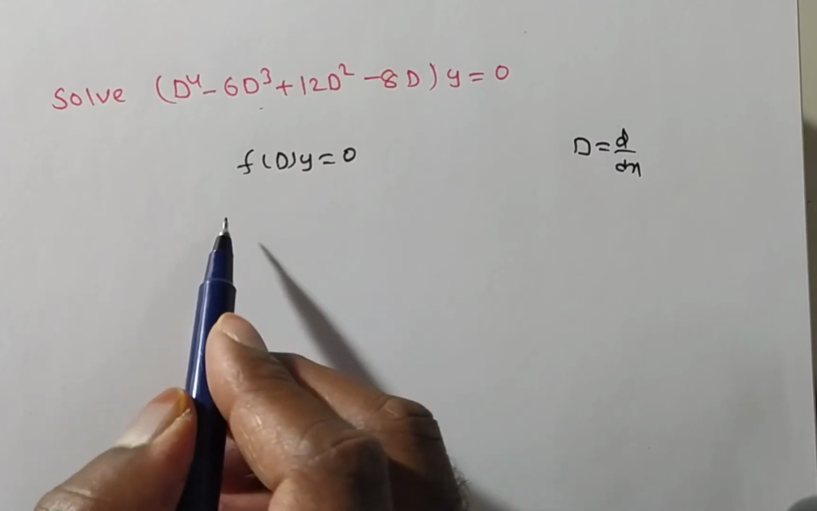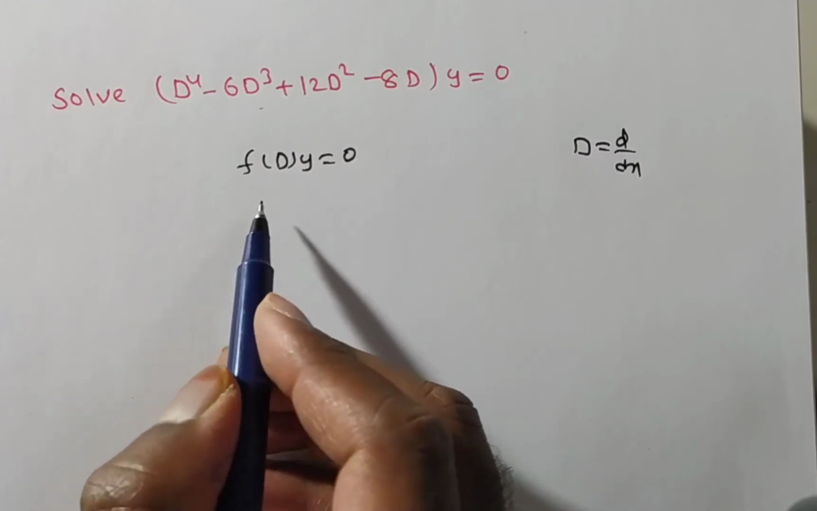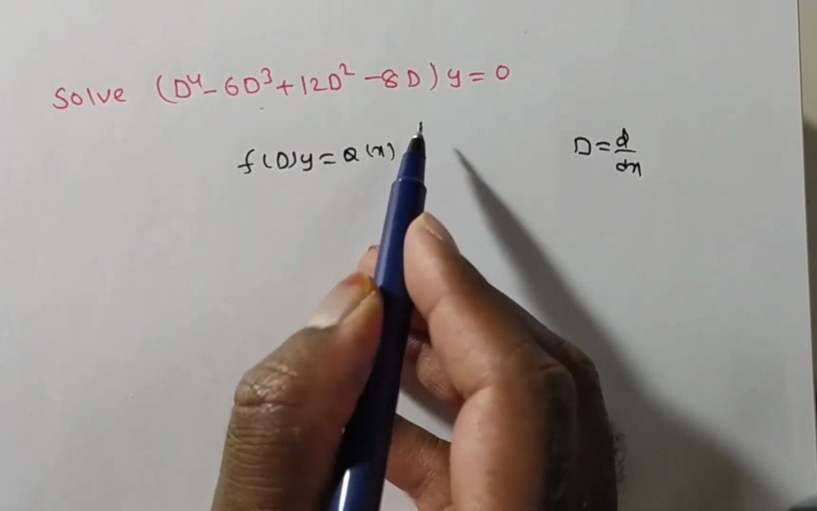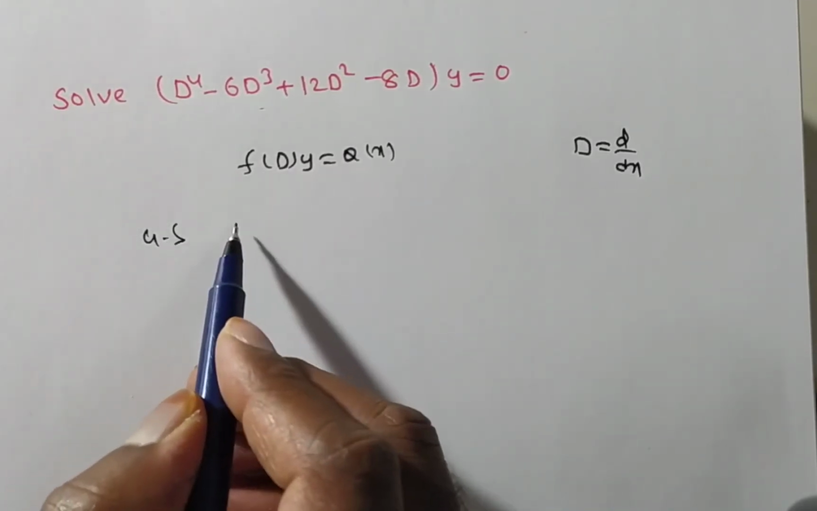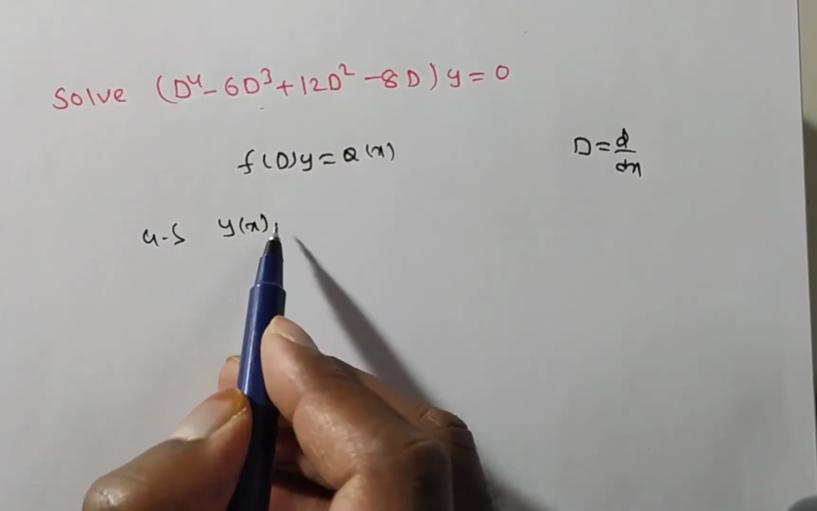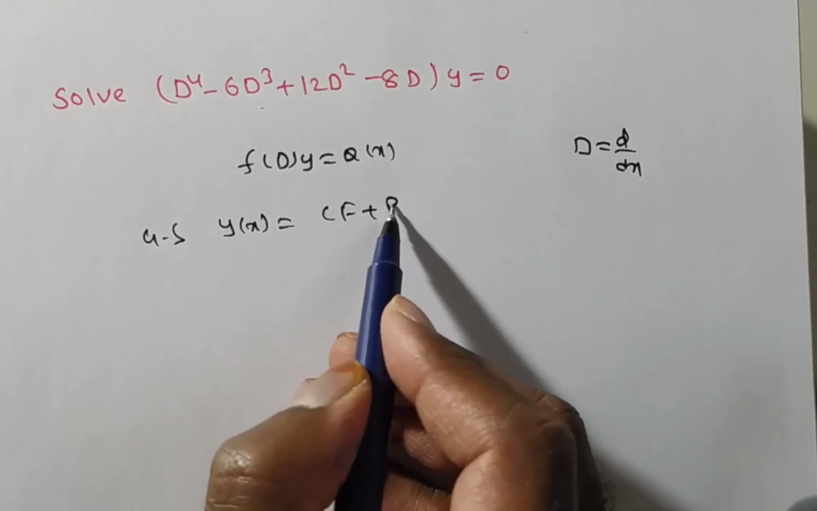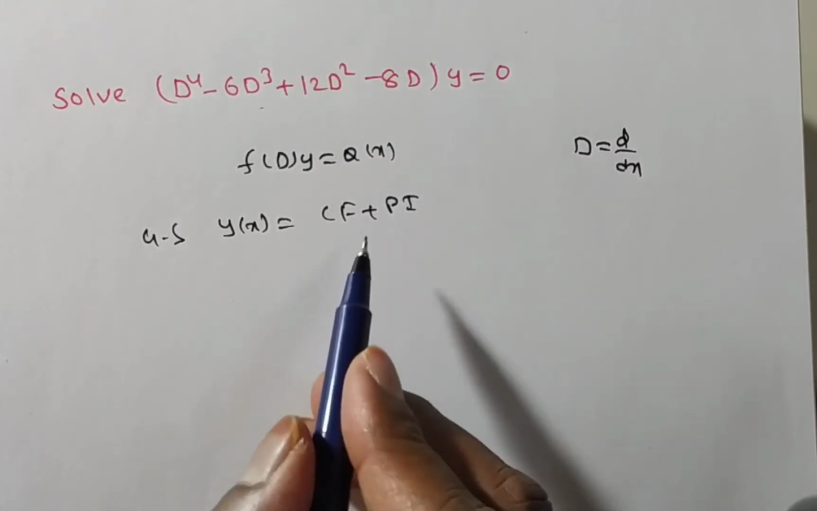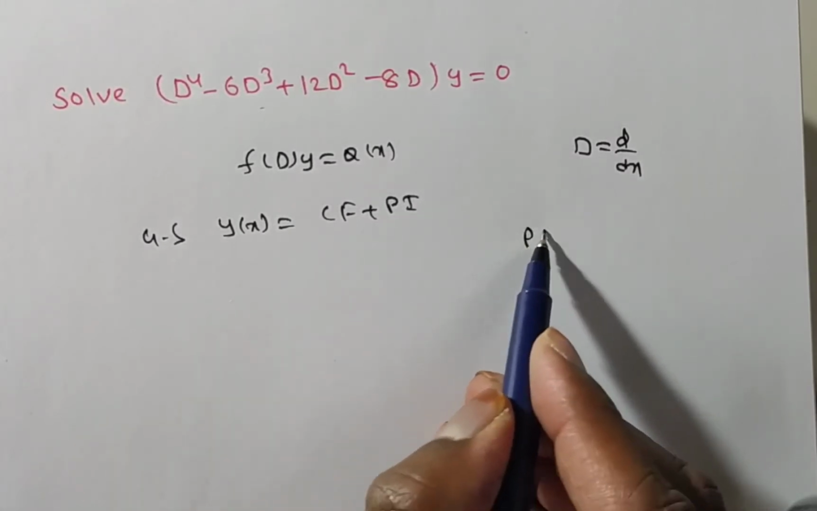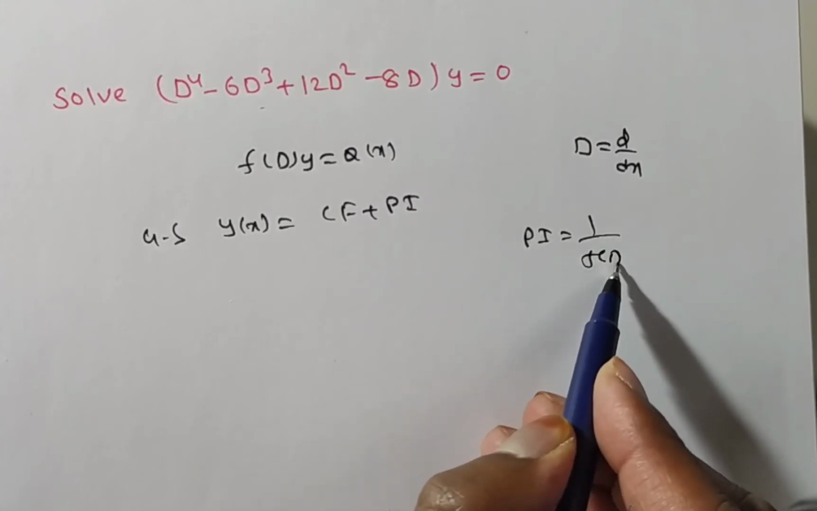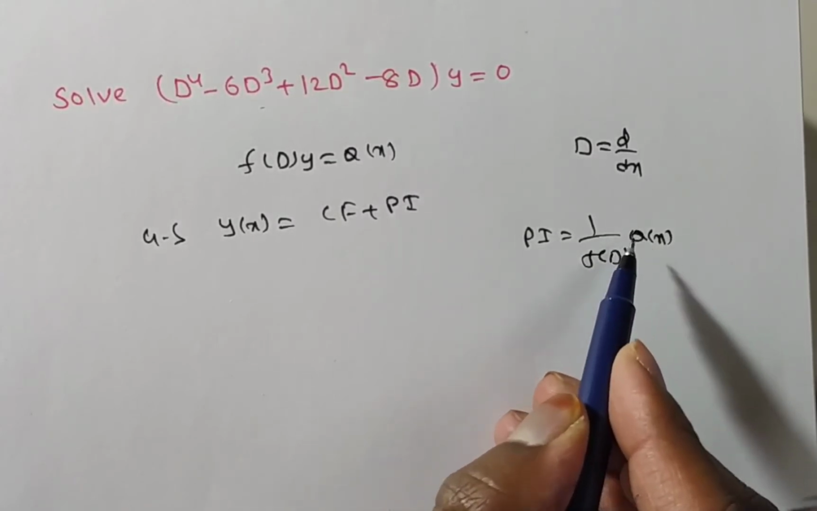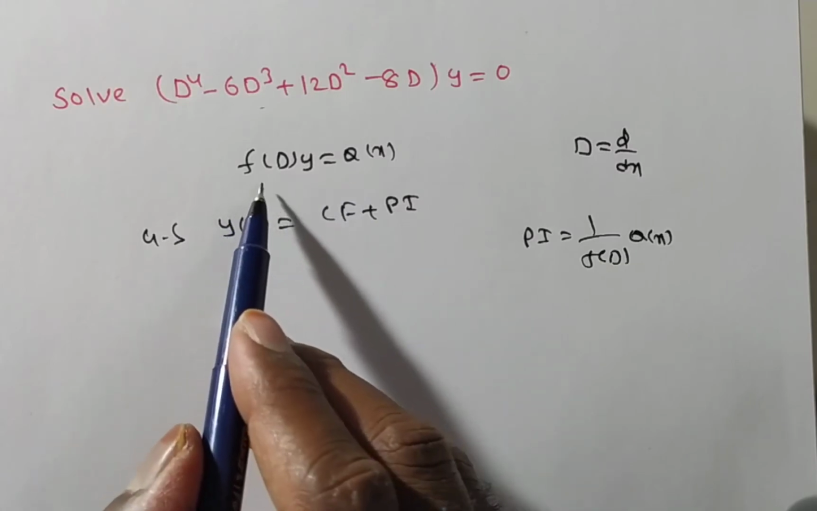The general solution for this problem is, first, if the given differential equation is in the form f(D)y = Q(x), then the general solution, which we denote by y(x), is equal to the complementary function plus the particular integral. Friends, the particular integral is 1/f(D) times Q(x), where Q(x) is the right side part of f(D)y.